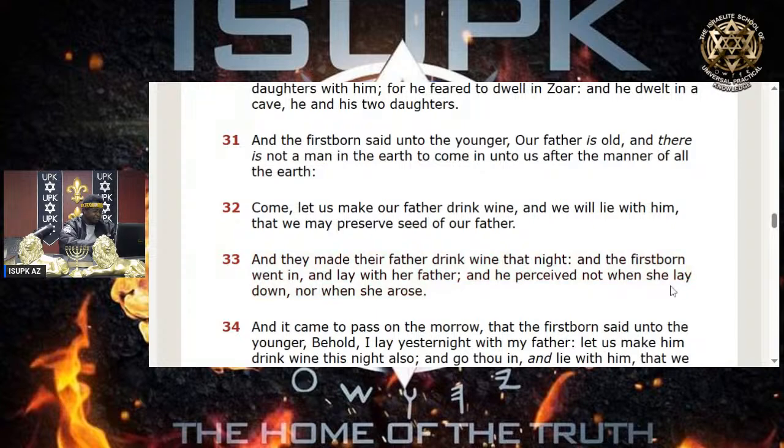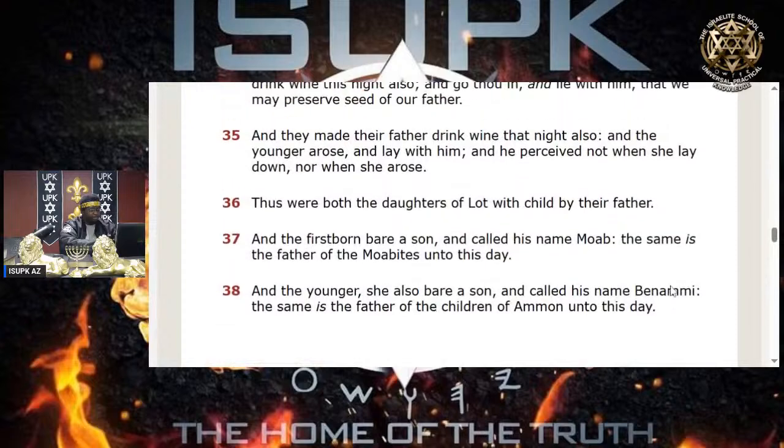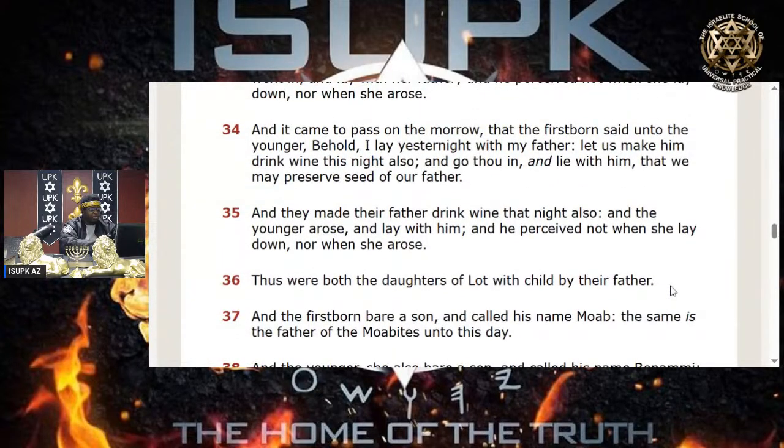All right. Verse 34. It came to pass on the morrow that the firstborn said unto the younger, Behold, I lay yesterday with my father. Let us make him drink wine this night also, and go thou in and lie with him, that we may preserve seed of our father. So once again, now she's done it. She's pushing her younger sister to do it too. Say, hey, I did it. If you do it too, our father's line will continue. Verse 35.